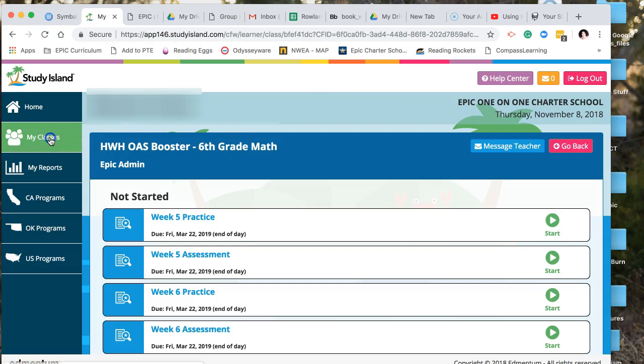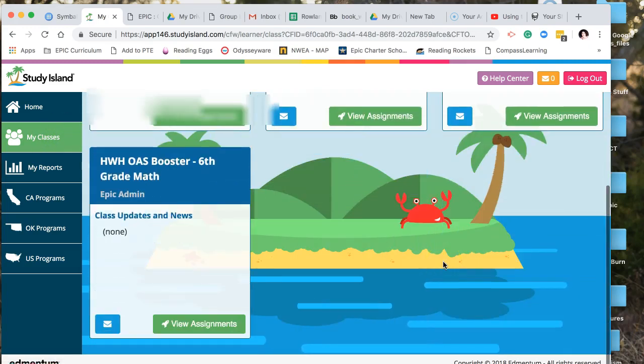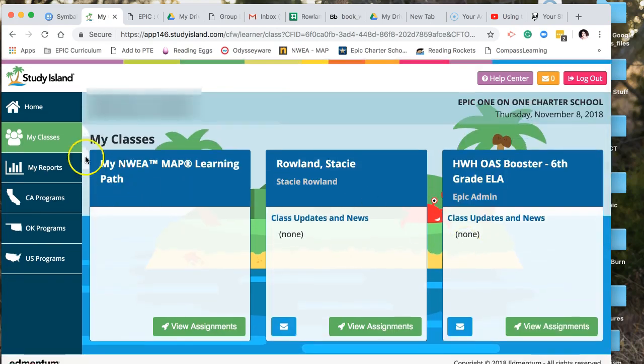So I hope that was a good explanation for what you can do inside Study Island. It is a really useful tool. So please let me know if you guys have any more questions.